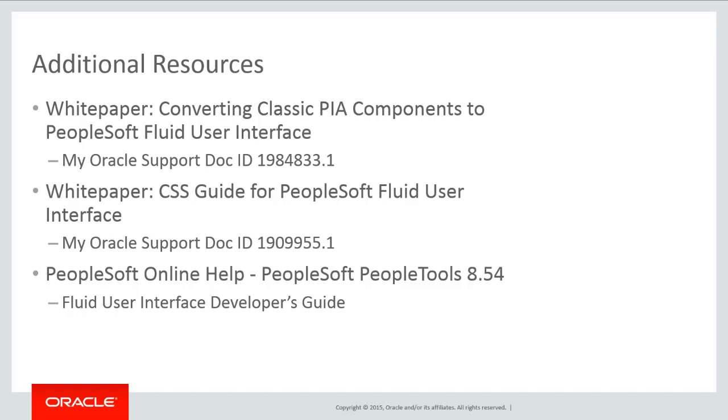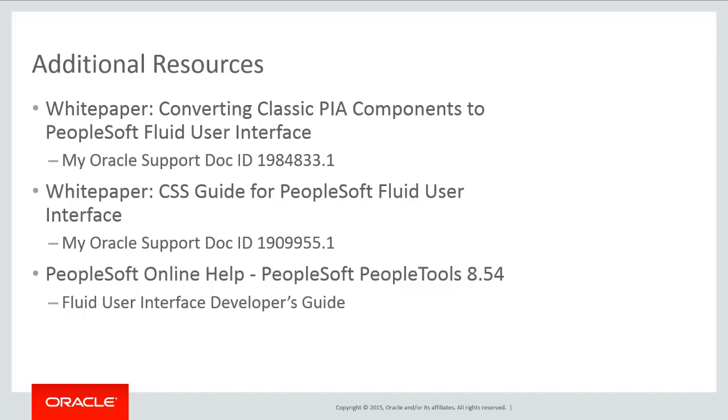The best place to go for general help is the Fluid User Interface Developer's Guide. It can be found online in PeopleBooks. I get to it by starting at the PeopleSoft Information Portal, www.peoplesoftinfo.com, selecting PeopleTools, choosing the Documentation tab, selecting the hosted PeopleBooks link, again choosing PeopleTools, then selecting PeopleTools Release 8.54 Online Help.